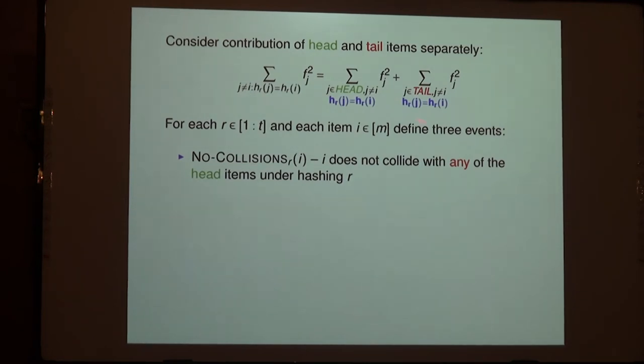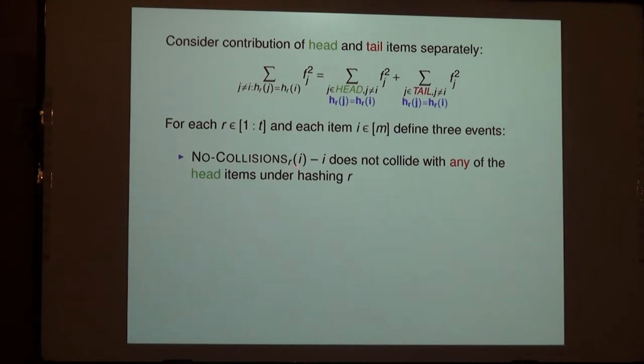And the other term does not have this stochastic behavior. We'll need to use Markov's inequality on it. So formally, this is what we'll do. Let r be an index between 1 and t. This is just one of the rows of our table that we're storing, one of the hash functions. And let's fix i, the data item that we're trying to estimate. We'll define three events, and we'll show that these are the good events, and that they happen with pretty good probability. These are the events.